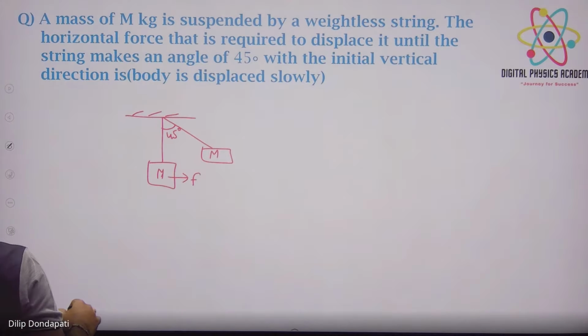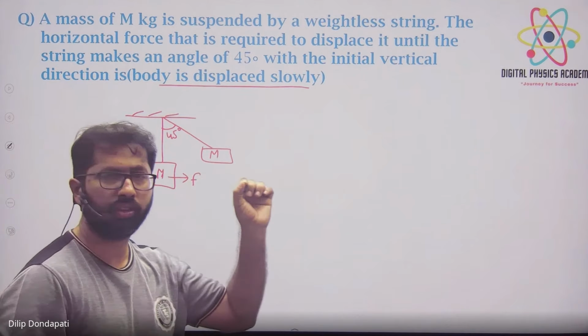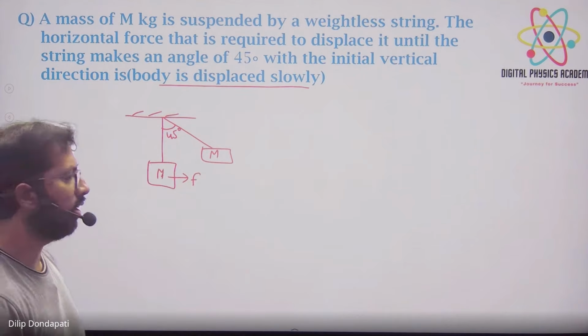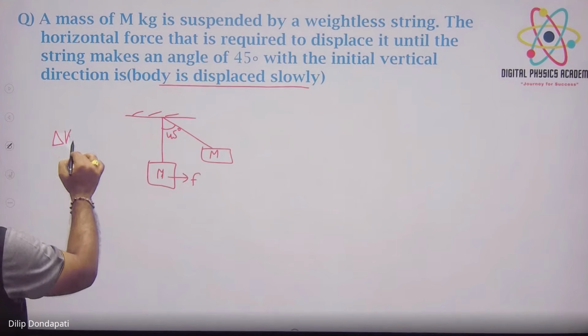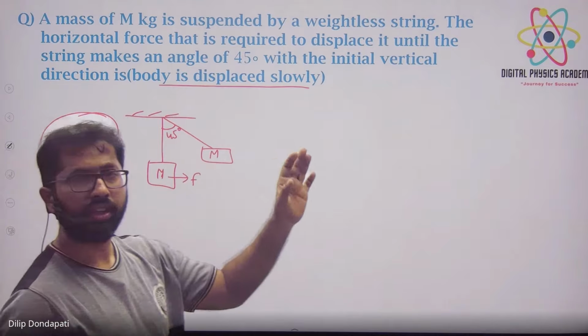He's telling that the body is displaced very, very slowly. What is the meaning of displaced very, very slowly? Changing kinetic energy will be 0. That one you have to remember. Whenever you displace the object very, very slowly, the change in kinetic energy is 0.